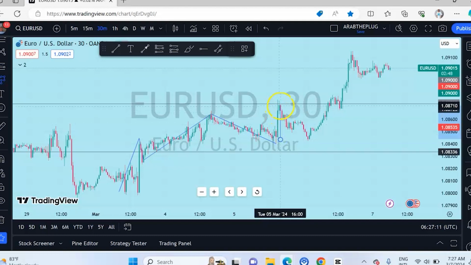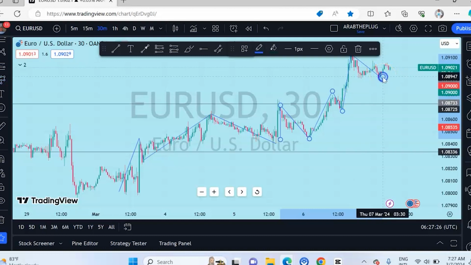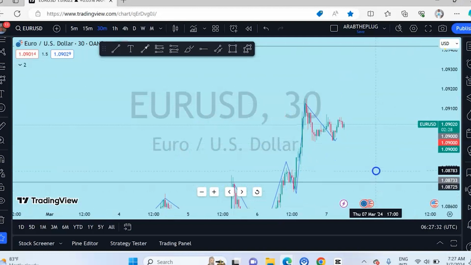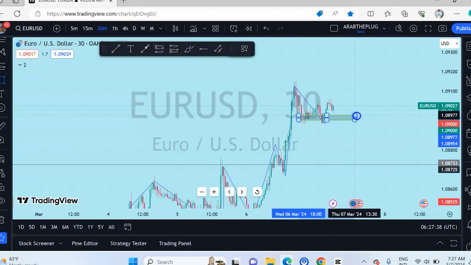So the market gave an equal low here, came back again to this demand, higher highs, higher lows, higher highs, higher low. Right? So from this point, we are expecting the market to give us a higher high, and looking closely at this area, you would see that there is a point of interest around this zone.